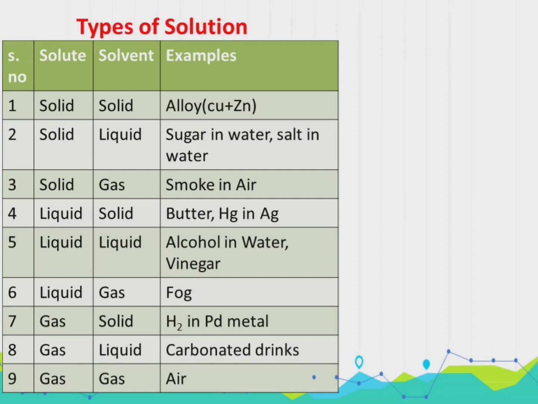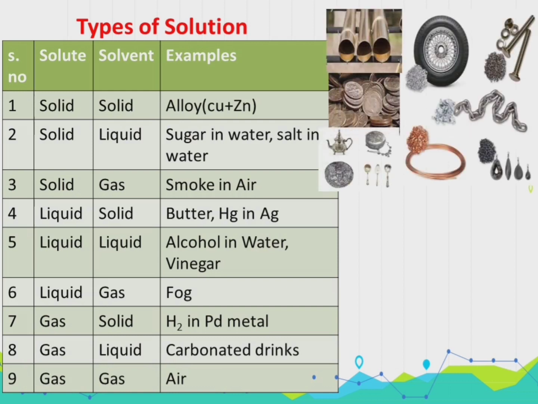As we have three states of matter, solid, liquid and gases, so these three different substances can form 9 different types of solution. So here we have the list of solutions, and this classification is based on the nature of the solute and solvent. Let's start from the first one, where we have solid as a solute and solid as a solvent. This combination can form a solution, and an example of this is alloy, and you can see these common things made up of alloys in your daily life.